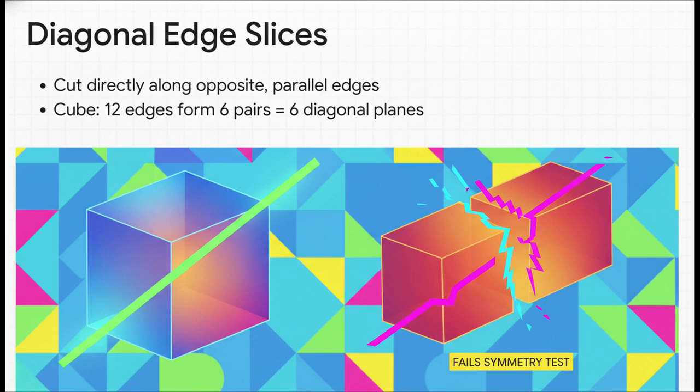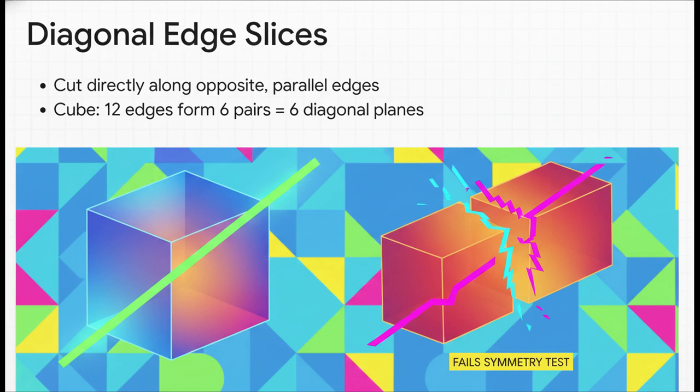Next, we find planes that slice diagonally through edges. Think about cutting a standard die diagonally from one corner edge all the way through to the opposite edge. Because a cube has 12 equal edges that form 6 pairs of opposite parallel edges, slicing across each pair gives us 6 entirely new diagonal planes of symmetry. But what about the cuboid? The rectangular prism actually fails this test.